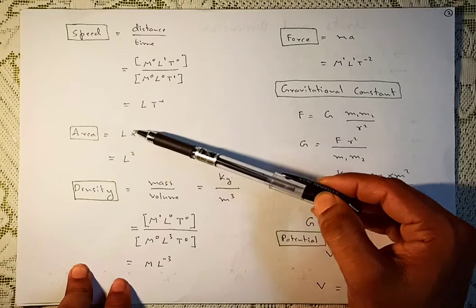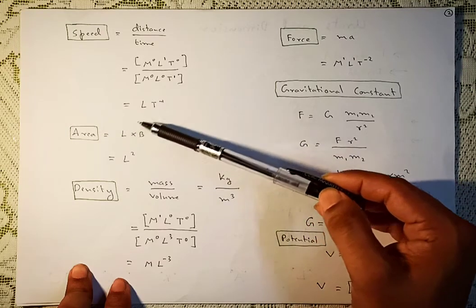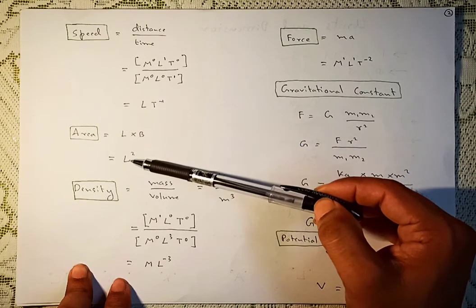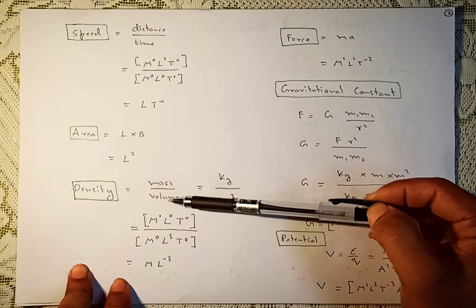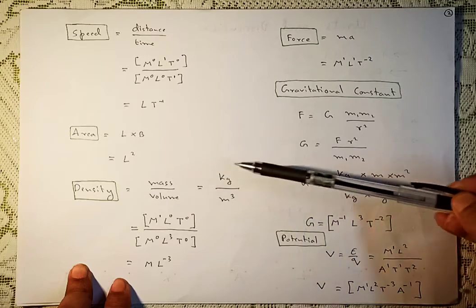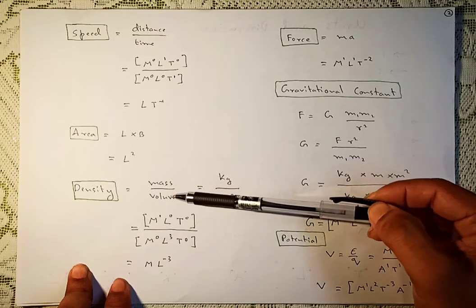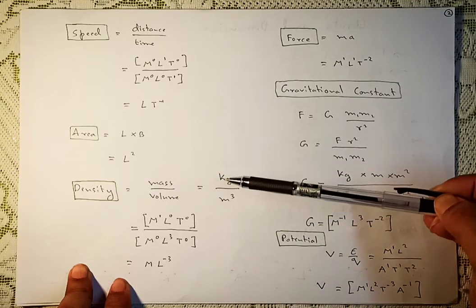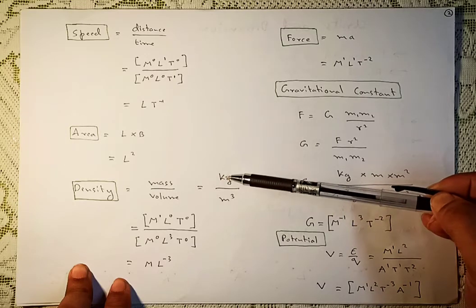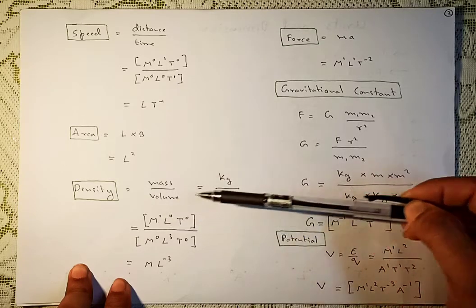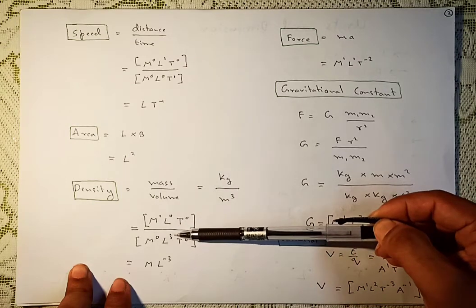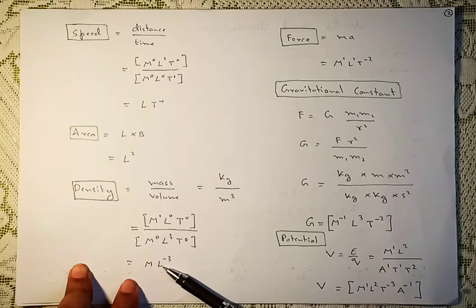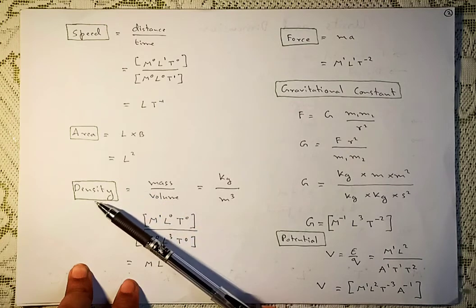Same with area, length into breadth. Since it is dealing with length, therefore L square. And then density. Density is mass by volume. Mass in terms of kg, volume in terms of meter cube. So this is kg. It has only the unit of mass. And this is length. It has only the unit of length, L cube. Therefore ML to the power minus 3. This is the dimensional formula for density.